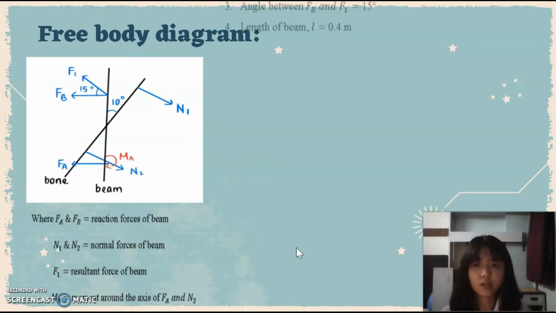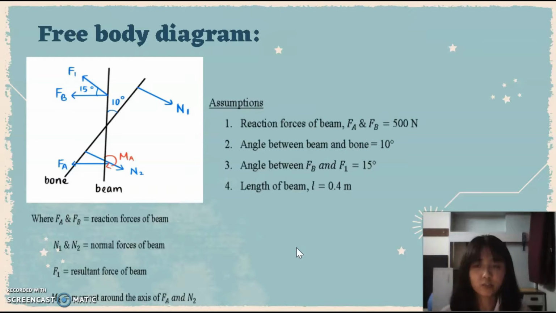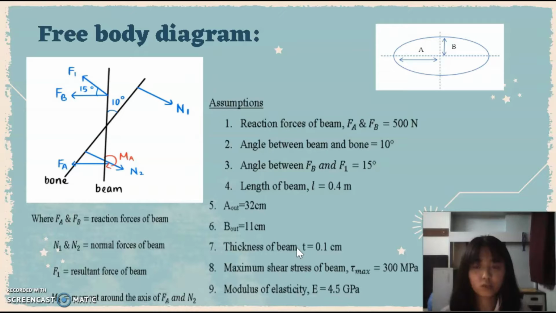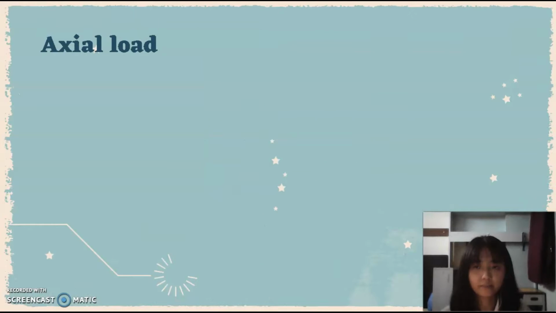Several assumptions have been made, such as reaction forces of the beam FA and FB equal to 500 Newton, angle between beam and bone equal to 10 degrees, angle between FB and F1 equal to 15 degrees, and length of beam equal to 0.4 meter. For the ellipse, A out equals 32 cm, B out equals 11 cm, thickness of beam equals 0.1 cm, maximum shear stress of beam equals 300 megapascal, and the modulus of elasticity equals 4.5 gigapascal.